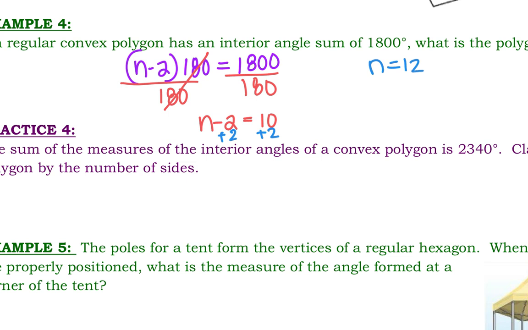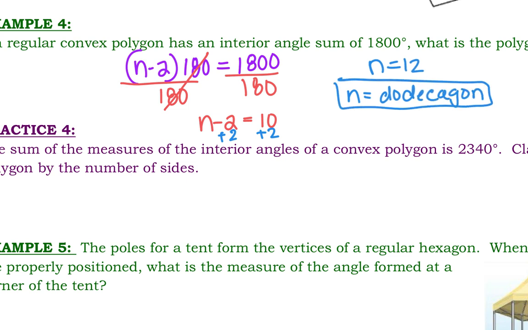Now we do know what a 12-sided shape is. What's the 12-sided shape called? A dodecagon. If it's anything past 12, you would just say a 13-gon, 15-gon, 20-gon. But up to the 12, we should have a name. All right, go ahead and try the next one.